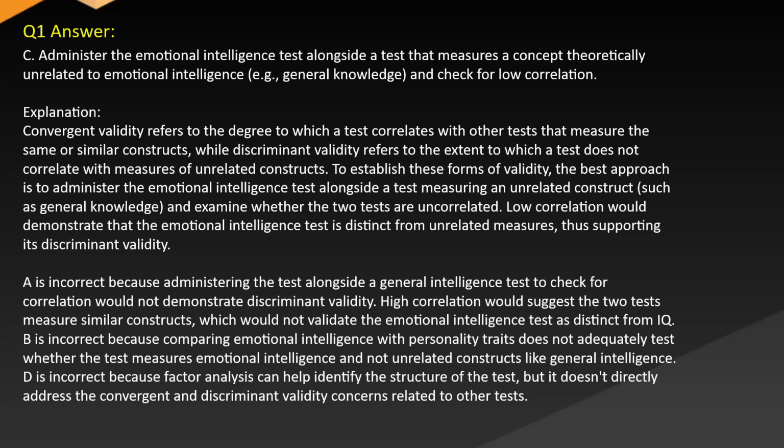Low correlation would demonstrate that the emotional intelligence test is distinct from unrelated measures, thus supporting its discriminant validity. A is incorrect because administering the test alongside an intelligence test to check for correlation would not demonstrate discriminant validity. High correlation would suggest the two tests measure similar constructs, which would not validate the emotional intelligence test as distinct from IQ. B is incorrect because comparing emotional intelligence with personality traits does not adequately test whether the test measures emotional intelligence and not unrelated constructs like general intelligence. D is incorrect because factor analysis can help identify the structure of the test, but it doesn't directly address the convergent and discriminant validity concerns related to other tests.